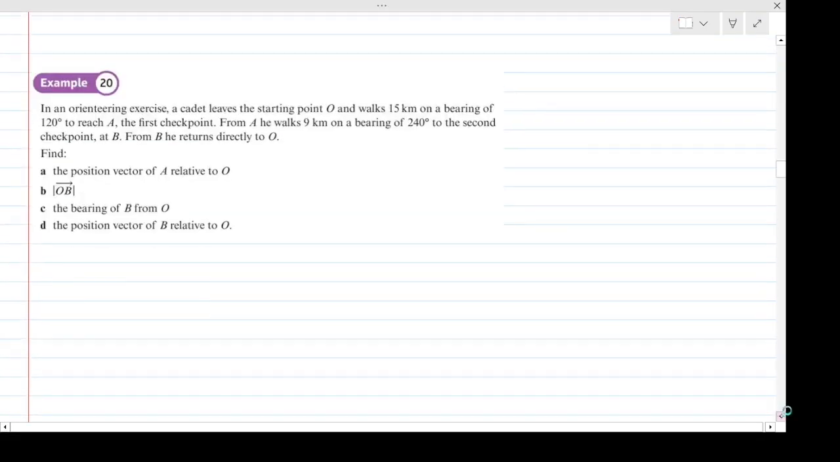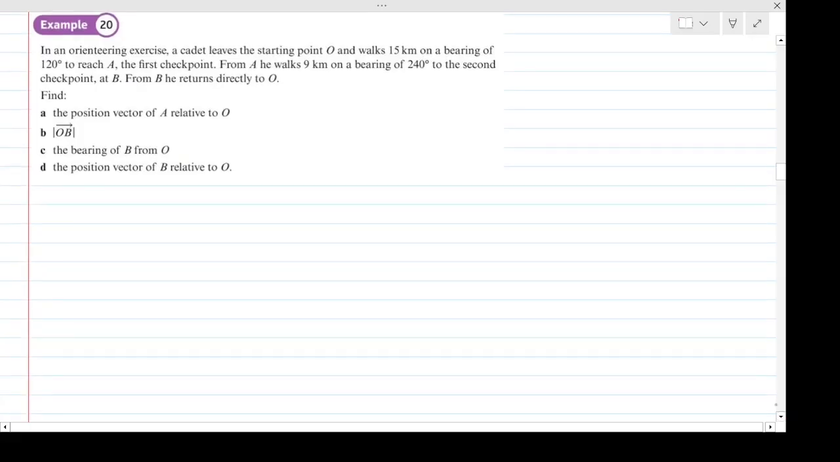Okay, cool. Okay, let's have a look at another question then. So it's a very similar style question, but it's a bit more of a step up than the last one. So have a look at this one then. We're told in an orienteering exercise, a cadet leaves from the starting point O and walks 15 kilometers on a bearing of 120 to A, the first checkpoint. From A, he walks 9 kilometers on a bearing of 240 to the second checkpoint at B, and then from B returns directly to O.